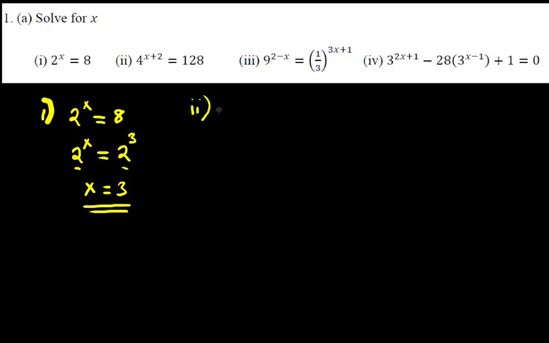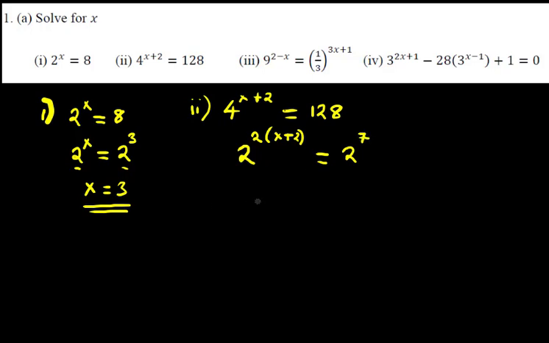Then for question 2 we have 4 power x plus 2 is equal to 128. We use the same principle, the bases are supposed to be the same. We know that 4 is the same as 2 raised to the power 2. Then we put the other power in brackets, equal to 128, which is the same as 2 raised to the power 7.